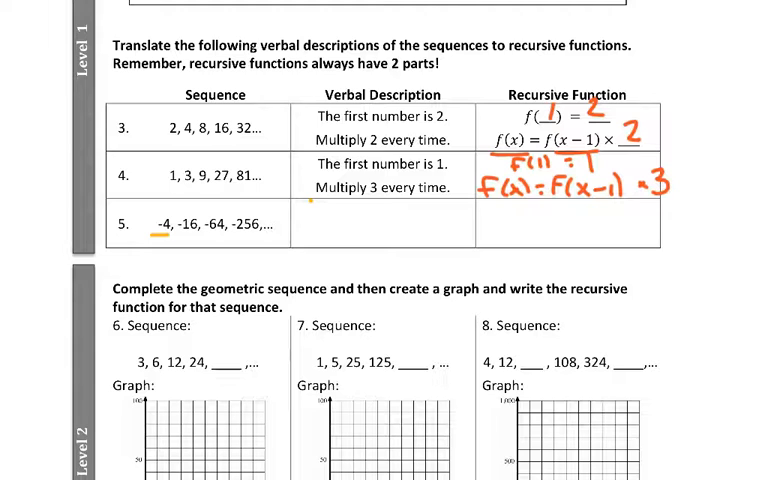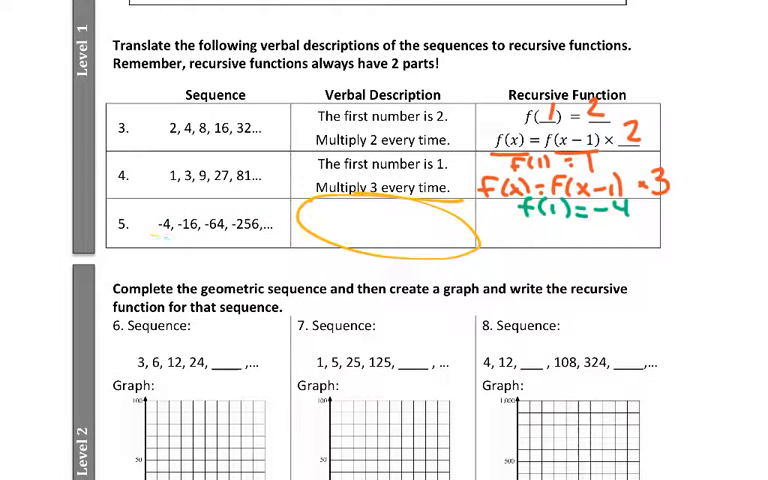Sweet, let's look at question 5. It's really hard for me to write sentences on the iPad, so I'm going to let you write this as I say it. We know that the first number is negative 4. So the way we write that mathematically is f of 1 equals negative 4. Then, to move from one number to the next, in case you don't know what's happening here, I think you know that we're not adding the same number because these numbers get pretty big pretty quickly.